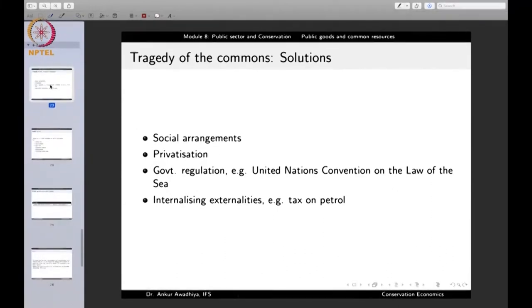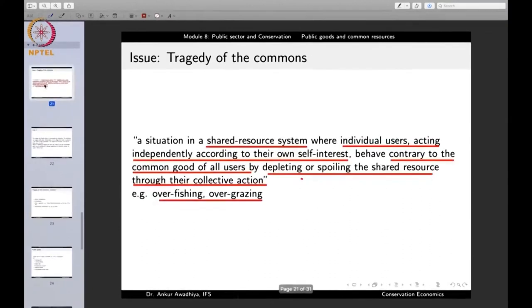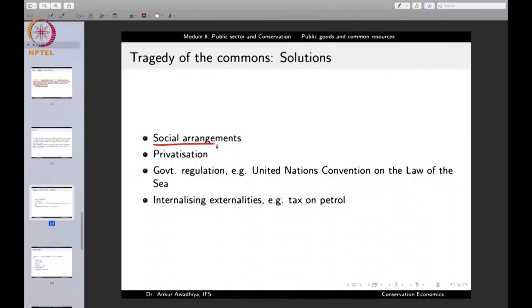Now, there are certain solutions to the tragedy of the commons. Things such as social arrangements. In the case of the tragedy of the commons, we said that individual users are acting independently. Now, if we remove this term independently by putting in a social arrangement. The social arrangement could say that, okay, everybody only gets 10 minutes to fish. Now, when you have such a social arrangement, then it is not possible for people to take out all the fish or for people to do all the grazing.